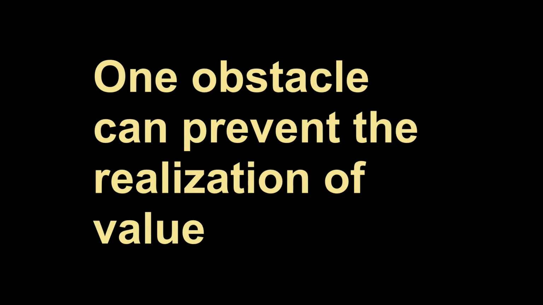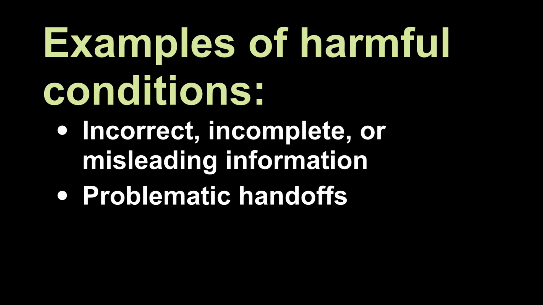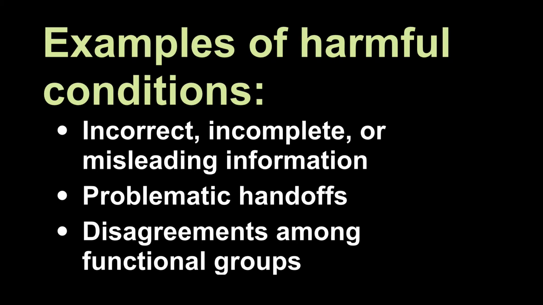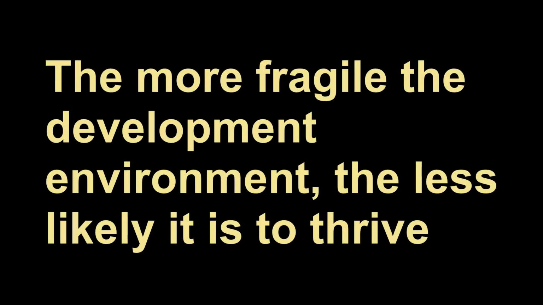Examples of harmful conditions include incorrect, incomplete, or misleading information, a problematic handoff between functional groups, and disagreements among functional groups. Unpleasant results may include delays, cost overruns, and insufficient adoption of the product. Individuals tend to be frustrated. The more fragile the development environment, the less likely it is to thrive.